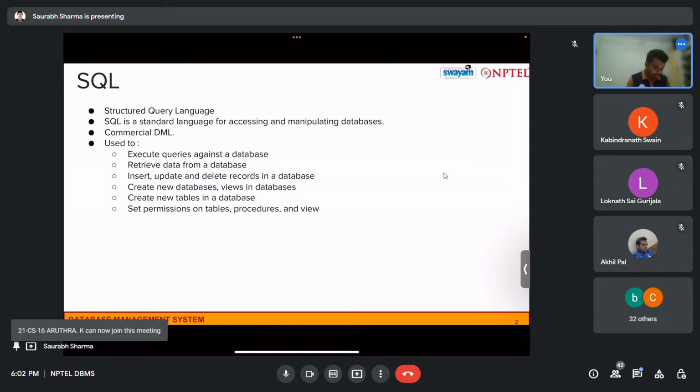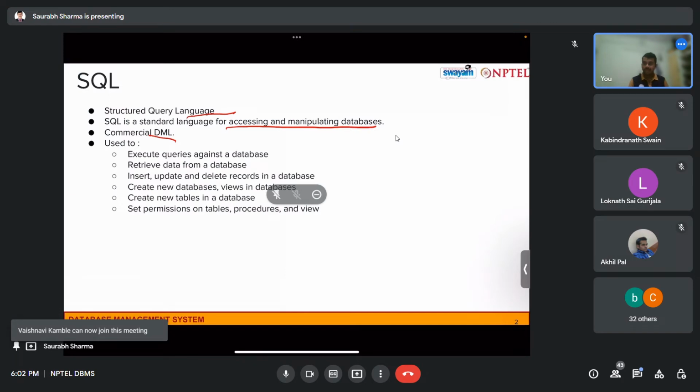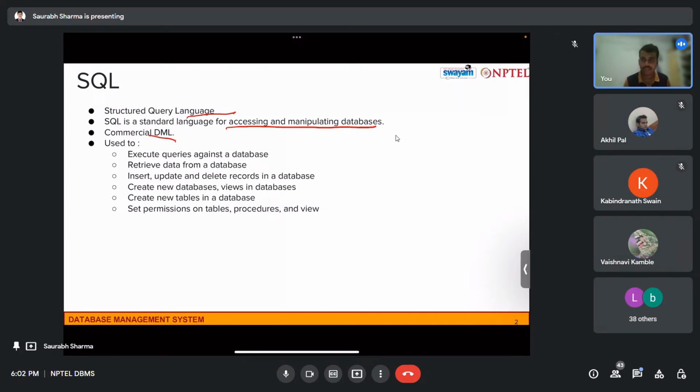And first thing is what is SQL? So you all know it is a structured query language, and it is used as commercial DML, and also it is used for accessing and manipulating databases. As people are joining, till I provide some basic intro of this, then we will go through some questions.